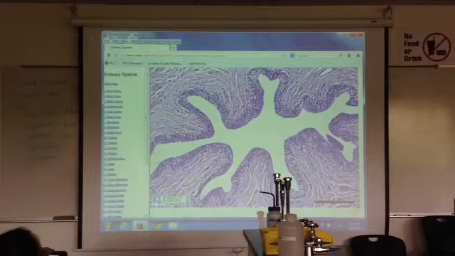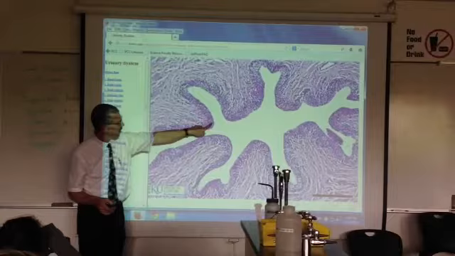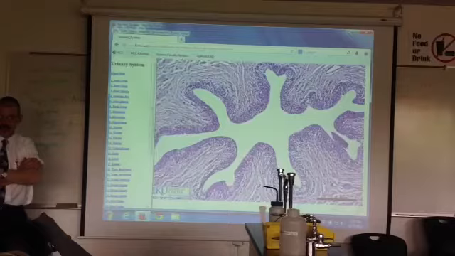So this is a slide from 231, which hopefully you know better than 112. And what would you call these cells here? I heard it. Transitional epithelium. So what parts of your body have transitional epithelium? Bladder. Bladder, ureter, yes, where it gets stretched.